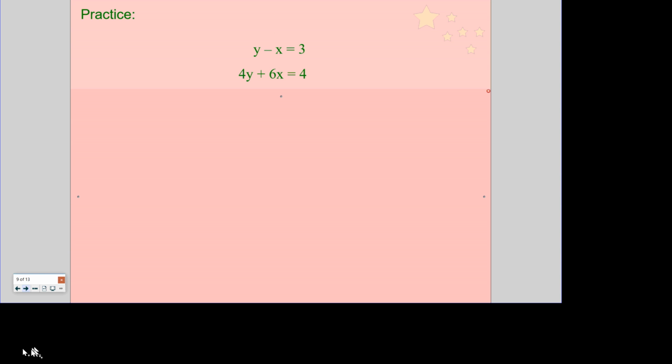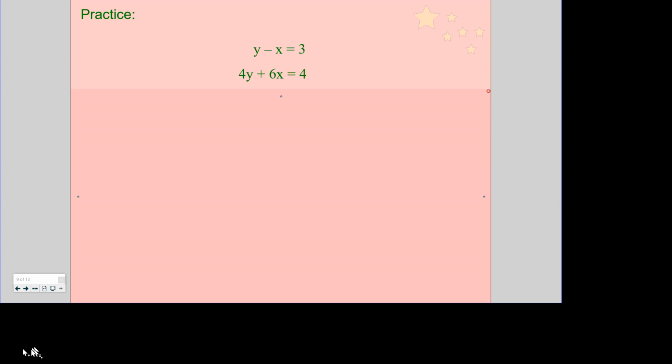Here's one for you to practice on your own. So take a moment and multiply one or both equations through by a number so that one of your variables will eliminate. And click pause to work this out. When you're ready to check, click play.